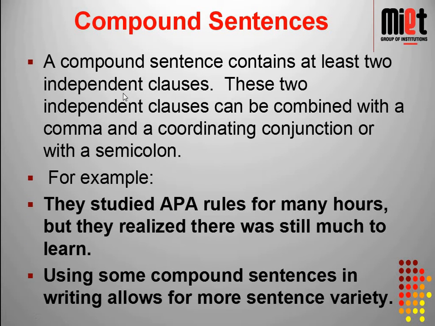Students, now we are talking about compound sentences. A compound sentence contains at least two independent clauses. What am I saying? Two independent clauses. These two independent clauses can be combined with a comma and a coordinating conjunction, or with a semicolon. So there are three ways independent clauses can be combined: with a comma, a coordinating conjunction, or with a semicolon.